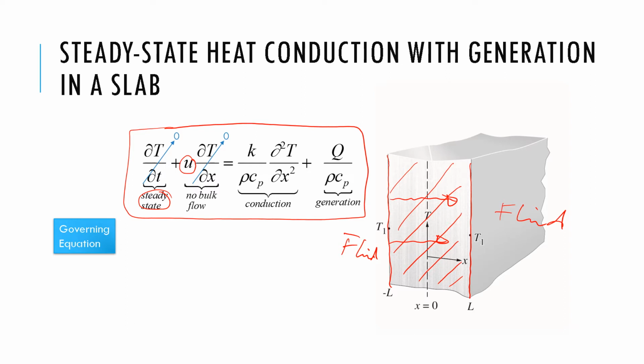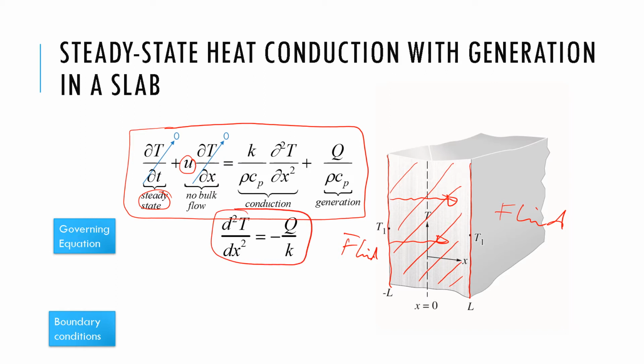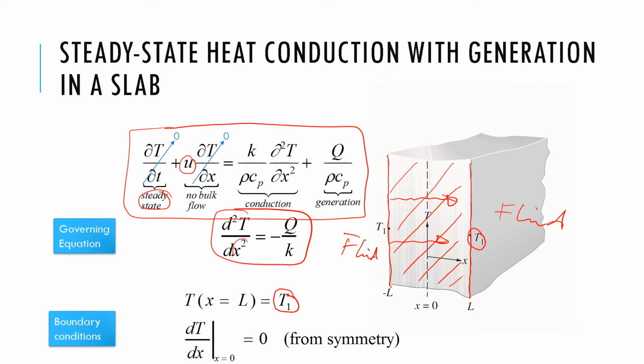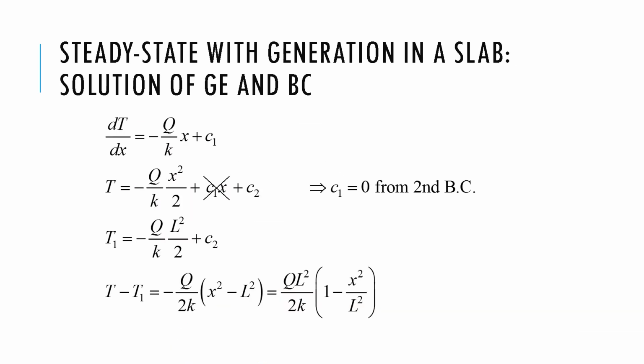So the governing equation for this problem and the boundary conditions are, if we drop these two terms, then that's all that we have left in our governing equation. And this is second order. So again, we need two boundary conditions. The two boundary conditions are, one is surface temperature is given, and the other is the line of symmetry. So at the line of symmetry, we have dT/dx equal to zero.